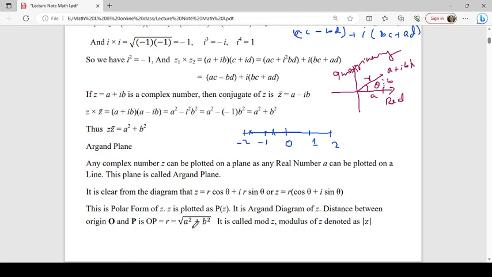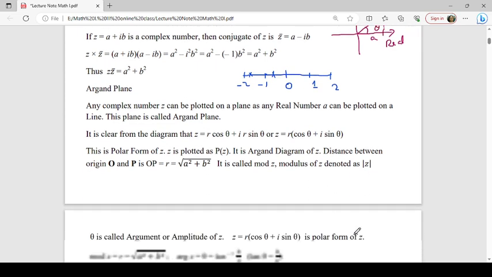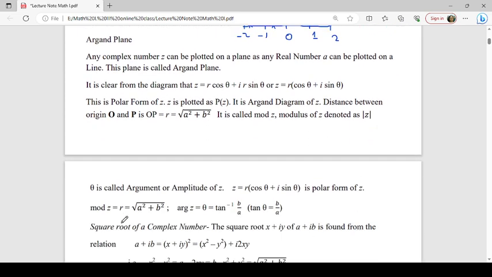So r is root over a square plus b square, and it is called the modulus of z, and theta is the angle made by this with the real line, and this is the argument of z. So mod z is this one, arg z is this. This is from the polar form.